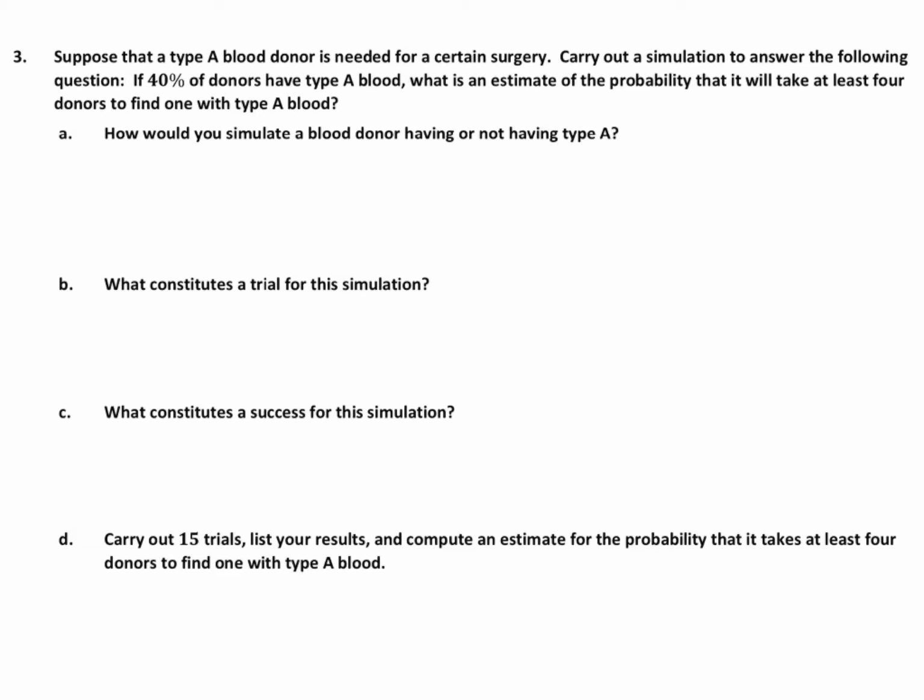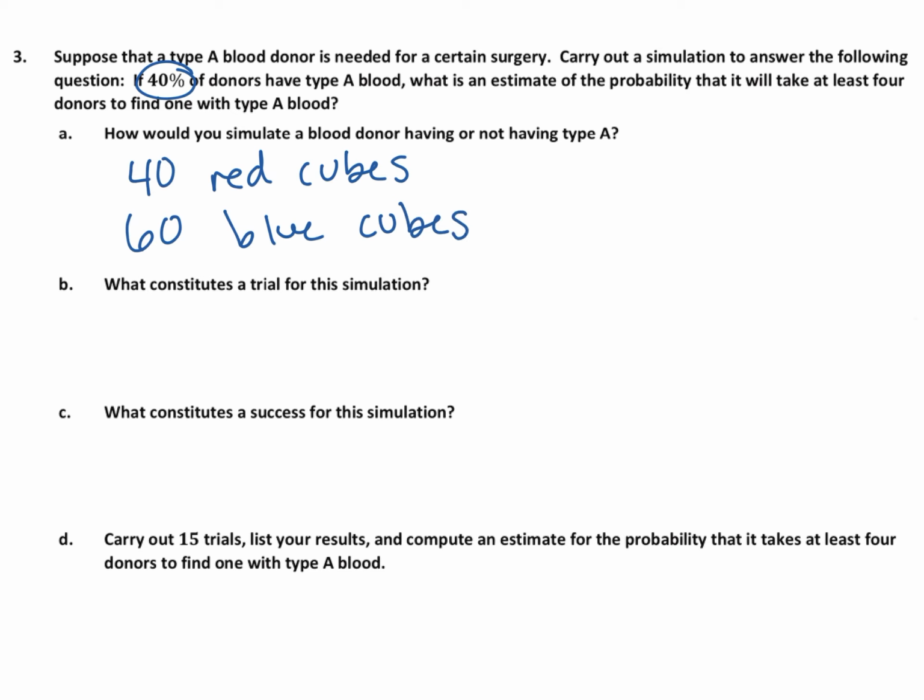So you are going to simulate the 40% using some type of device. If I were doing this experiment, I would use colored cubes in a bag. And in order to get 40%, you can use 40 red cubes and 60 blue, because that would make 100, so 40 out of 100 is 40%. And then how would we complete a trial for this simulation?